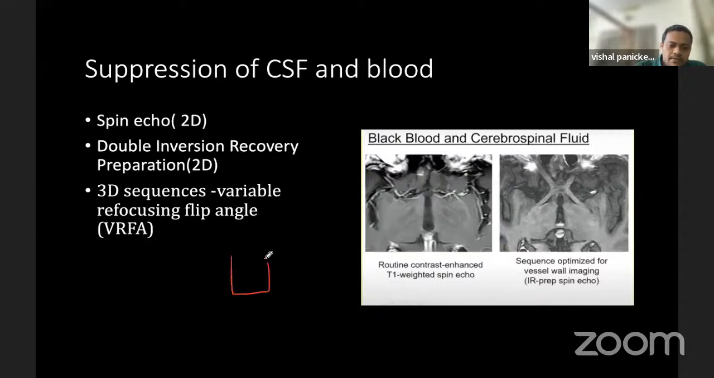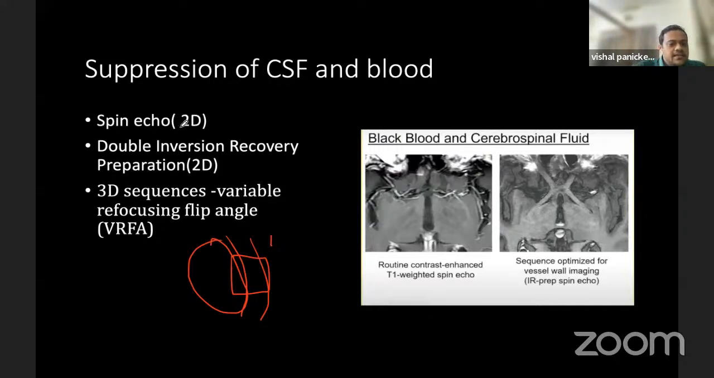This is the voxel size, and if it is over the vessel wall, inside the vessel there will be blood, and outside it is CSF. So the voxel will cover both the blood and the CSF. So we need suppression of the blood and CSF. Black blood and CSF suppression is necessary for visualization of vessel wall pathology, and of the vessel wall in normal tissue also.